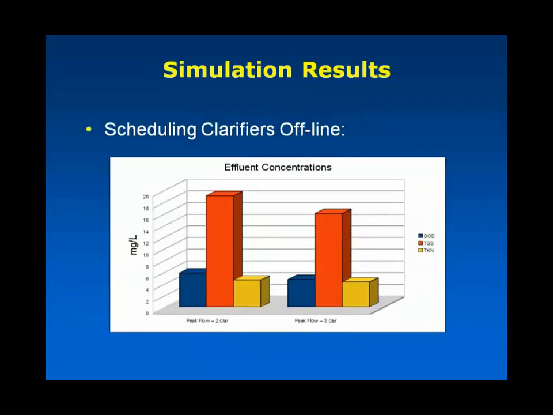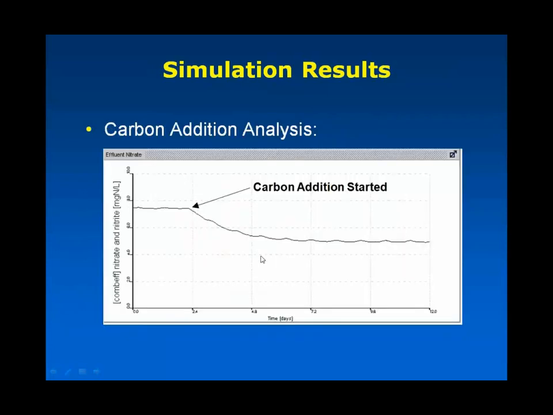So once that was up and running, we got the operators to play with the model a little bit, and I helped them model a couple of different situations. We tried to see what was going to happen when we had peak flow with 2 clarifiers out of service and peak flow with 3 clarifiers out of service. While everything else was relatively the same, they did have an increase in effluent solids when they took out 2 of them at the same time.